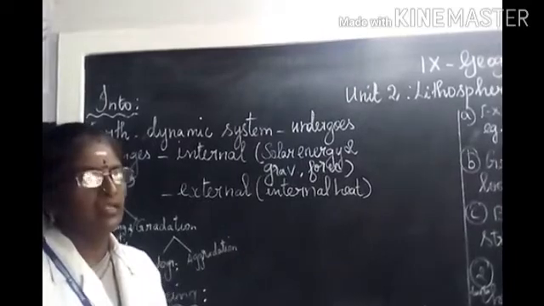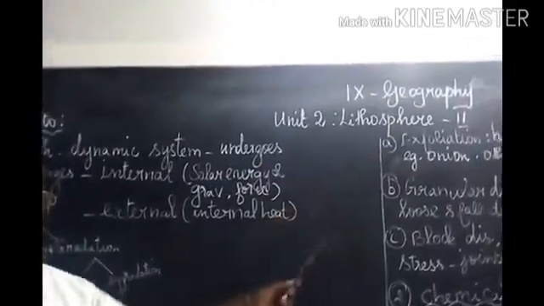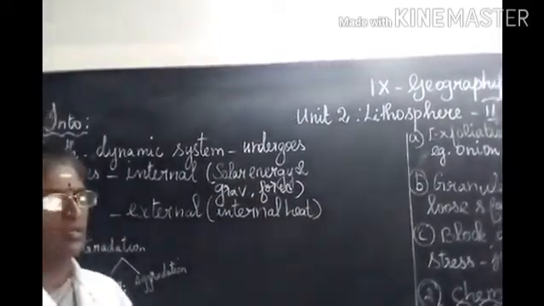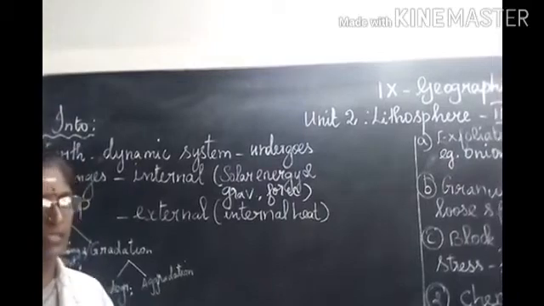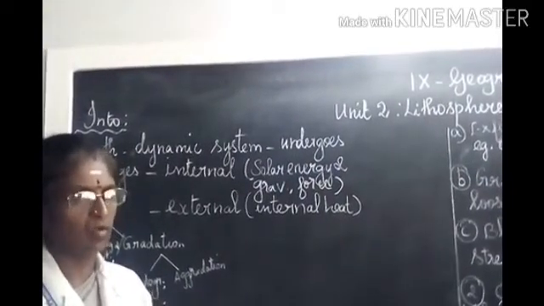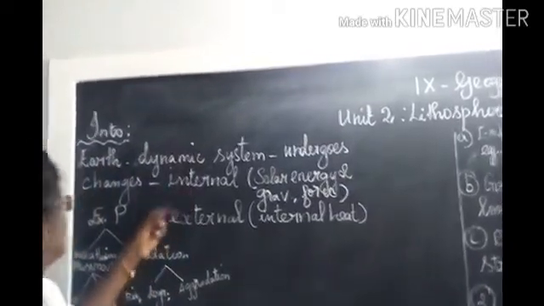Today we are entering into the second unit, Lithosphere part 2, in which we are going to study about the exogenetic process. What is the exogenetic process? As I said, it happens outside the earth, that is on the crust. So let me give an intro for this lesson.